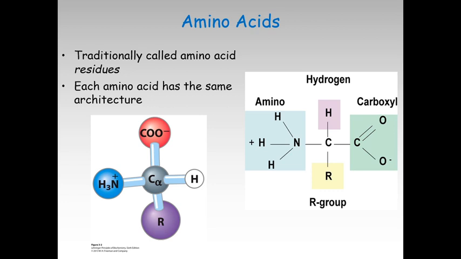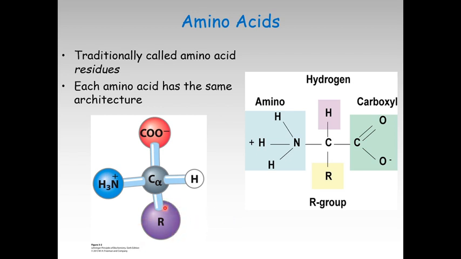What are amino acids? Amino acids are compounds that have both an amine functionality as well as an acid functionality. Hence the name amino acids. Traditionally, they are called amino acid residues when they are on a protein. Each amino acid has the same architecture, and there are 20 naturally occurring amino acids. All 20 of these amino acids are alpha amino acids, which means there is an alpha carbon. They have a carboxyl group, like I said, which is why they are called acids, and an amino group bonded to this alpha carbon. They differ from each other in their side chains.